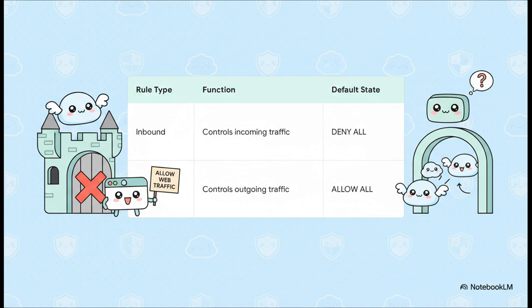And listen to this. By default, everything is denied. You have to literally, explicitly open the door for specific things, like web traffic. Then you have outbound rules, which control what's allowed to go out. And here, by default, everything is allowed. It's kind of a trust but verify approach.